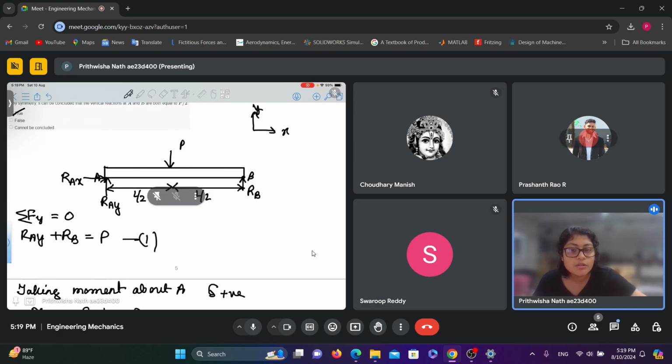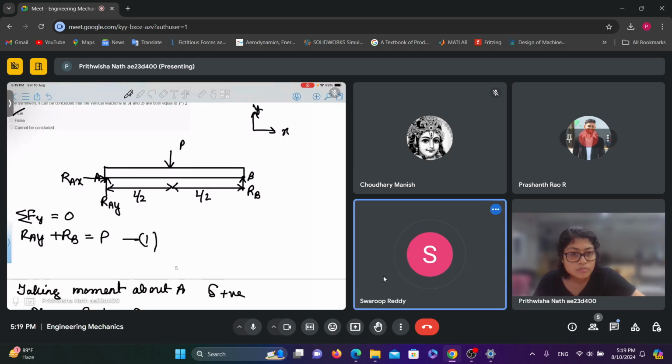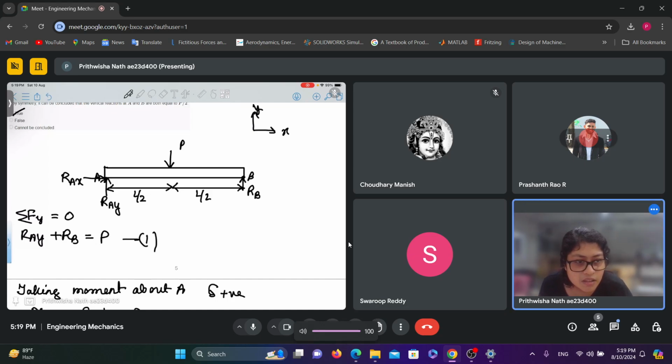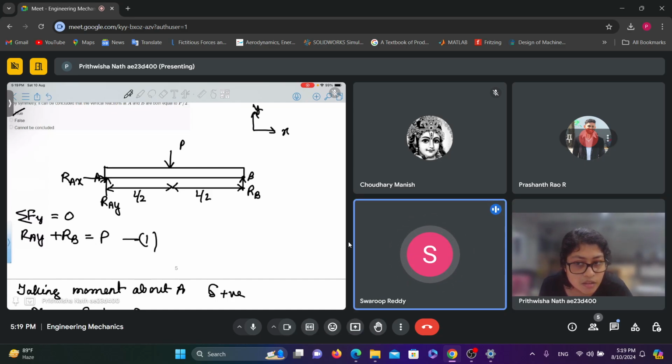Yeah, you can unmute and ask me the question. Swaroop. Hello, ma'am. Ma'am, why is there a horizontal force in this beam? Sorry, can you repeat? Why is there a horizontal force in this beam?